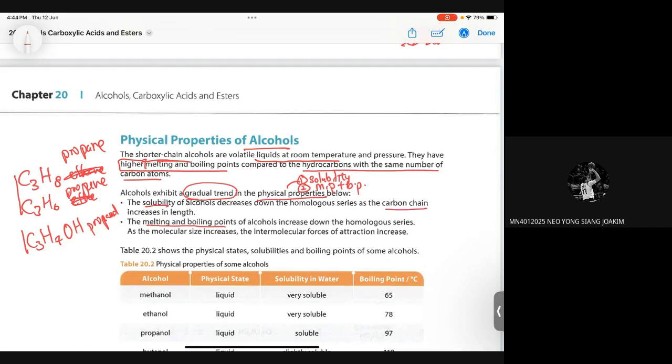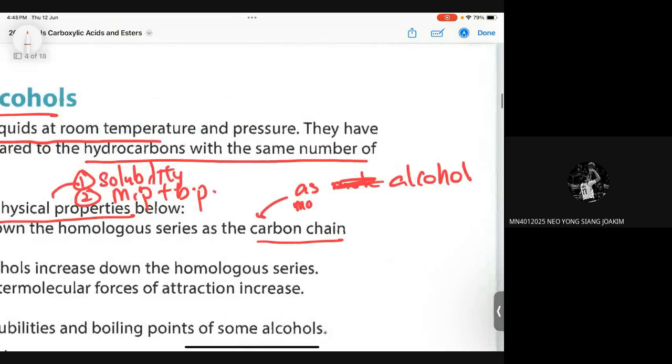In this case here, as the carbon chain increases in length, the solubility decreases down the homologous series. So you realize that it gets less and less soluble as the molecule gets bigger. As the alcohol molecule gets bigger, the solubility decreases.